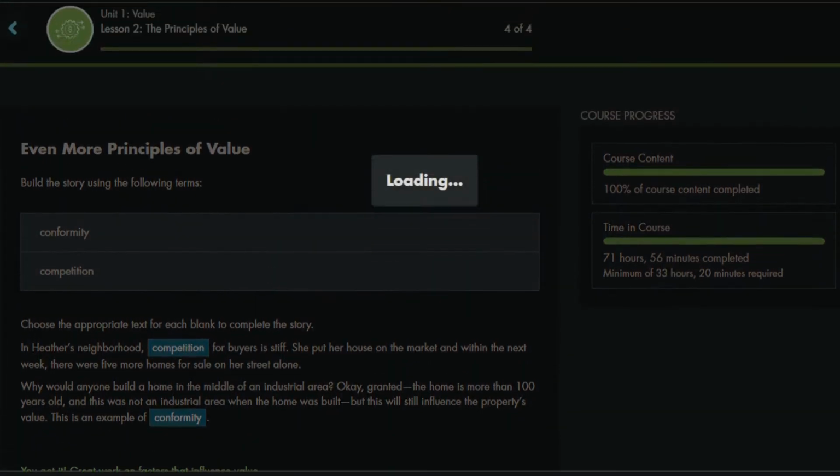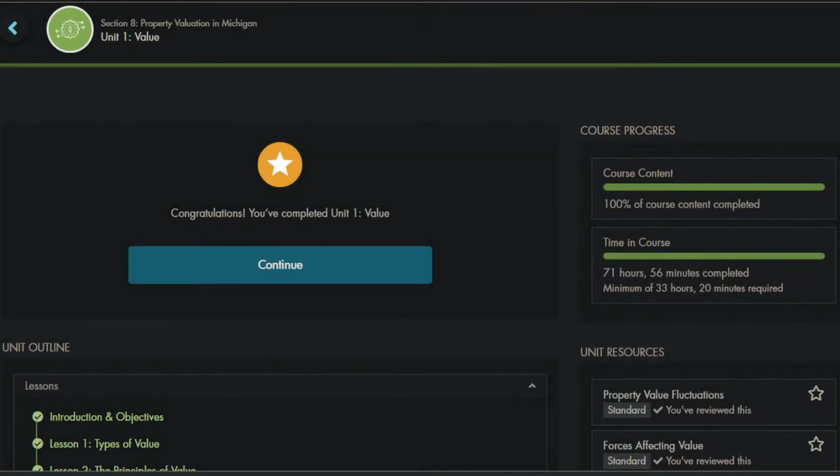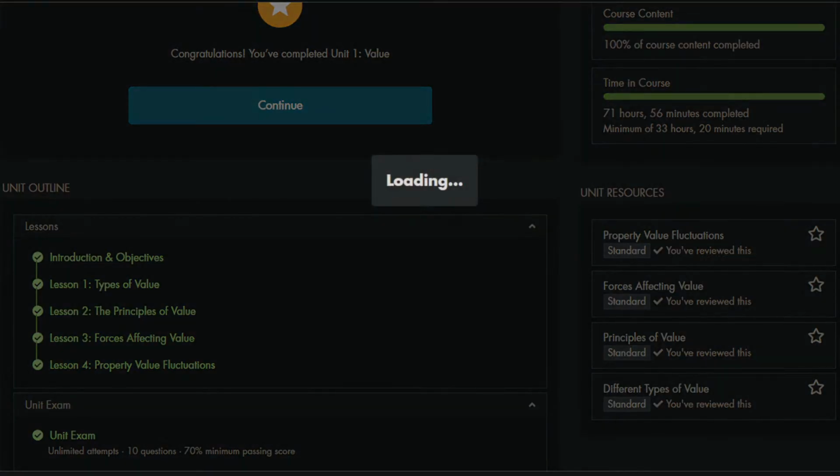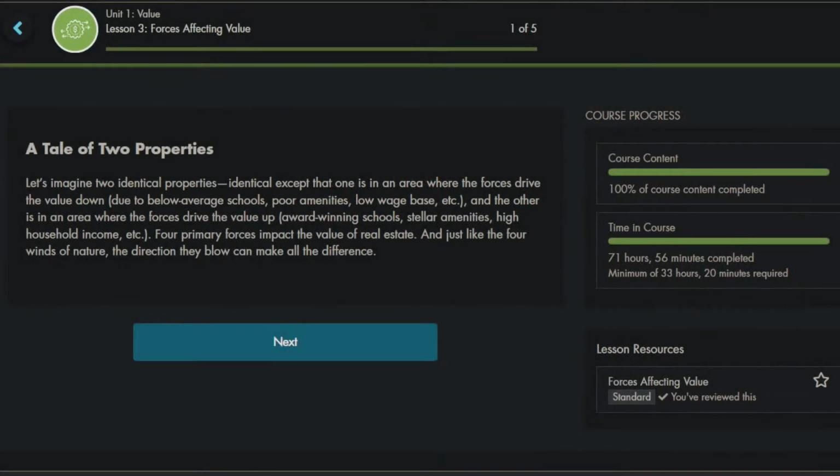I think we're done with lesson 2 of unit 1. All right. Lesson 3 of unit 1: forces affecting value. So you can start to see the pattern that develops here. We read the resource and then we do our little knowledge check.